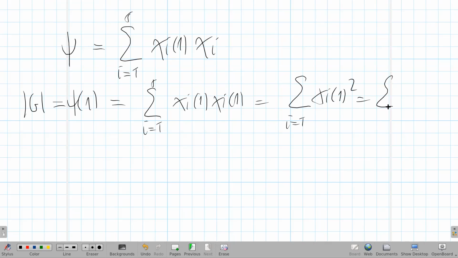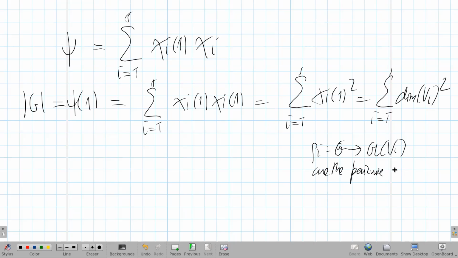the sum of squares. Another way of putting it is the sum of the squares of the dimensions of the underlying vector spaces, where rho I from G to GL(Vi) are the pairwise non-isomorphic irreducible representations. So there is a finite number of pairwise non-isomorphic irreducible representations, which means distinct characters, because of course this sum is finite, so only a finite number of terms can be different from 0.